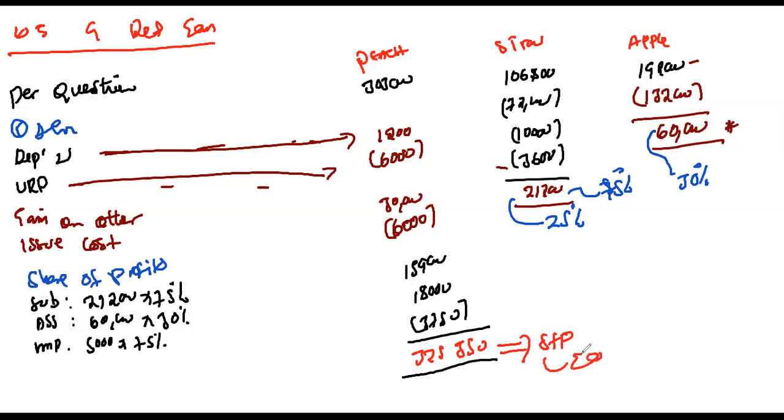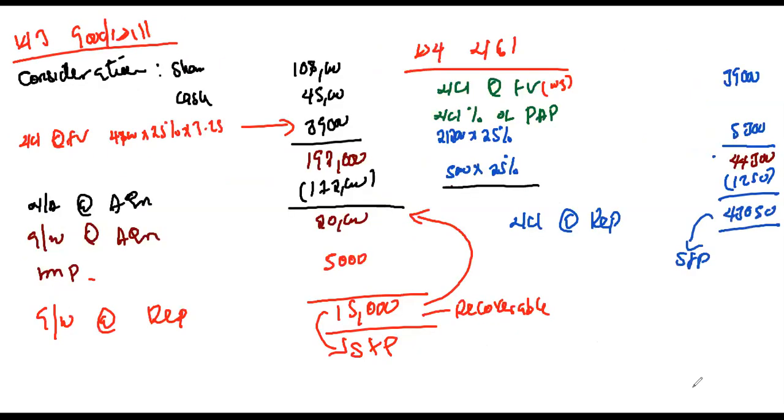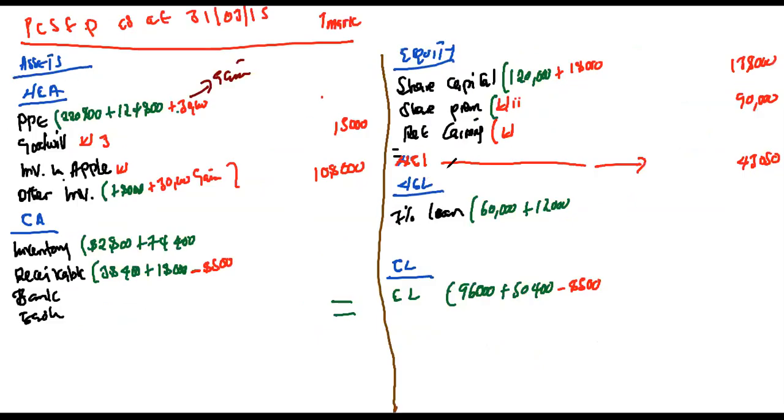For equity, what do you do? You go to the SFP and post retained earnings, working number 5. Write and post 352,350.